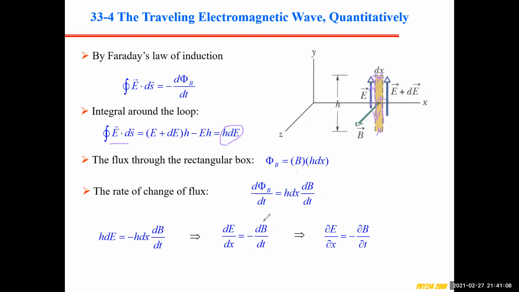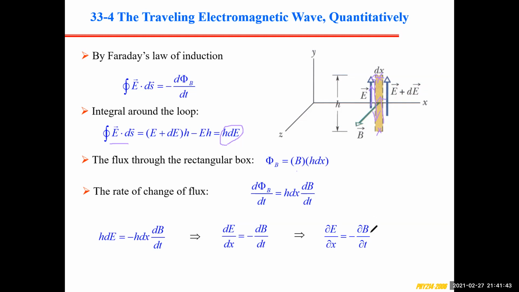Okay, so then you set them equal to each other, and there's a minus sign in front of it. You can rearrange this and divide by dx on both sides. The d and h just cancel out, so you have dE over dx equal to negative dB over dt. This is for one dimension. The electric field can change in x, y, z, so you have partial E partial x equal to negative partial B partial t.